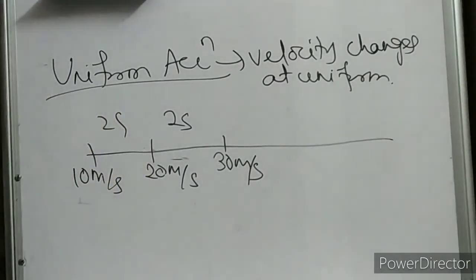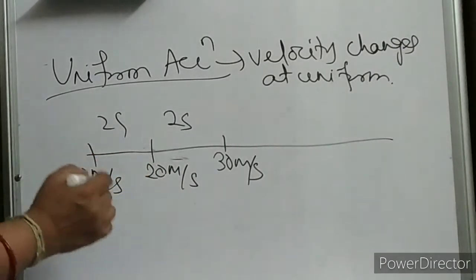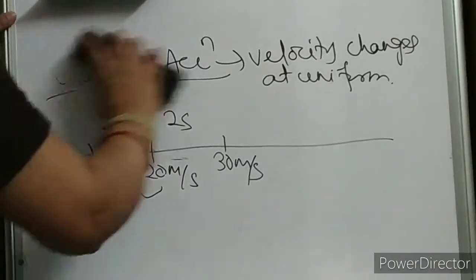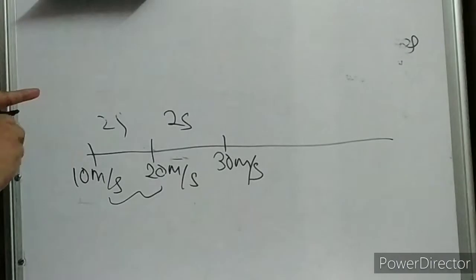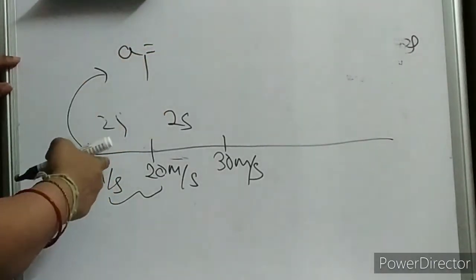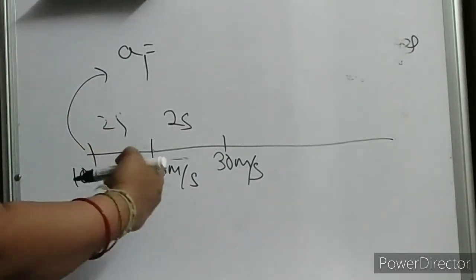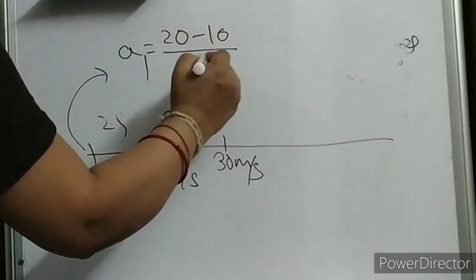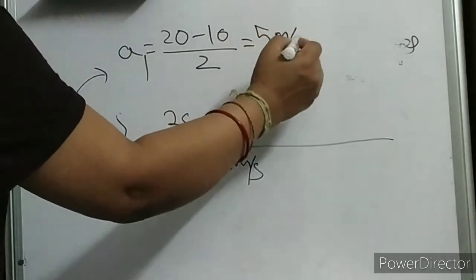See here. Tell me what is the acceleration over here. How to calculate uniform acceleration in this case? Tell me, children. Final velocity minus initial velocity. For this case, you can write A1. So A1 will be V minus U, final minus initial. So 20 minus 10 divided by 2. So how much? 10 by 2, 5 meter per second. Clear?